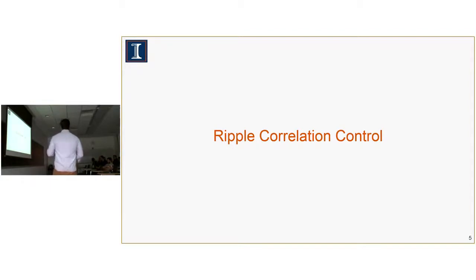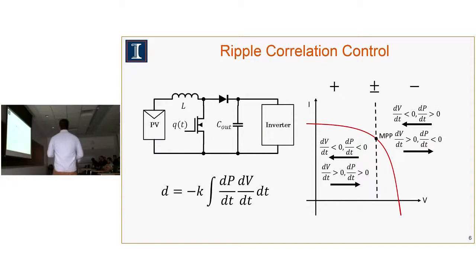We're trying to do that with ripple correlation control. Ripple correlation control, for those who don't know, is a maximum power point tracking scheme that utilizes the switching inherent in the converter to, A, tell you where you are on an IV curve, and B, drive you towards the maximum power point.